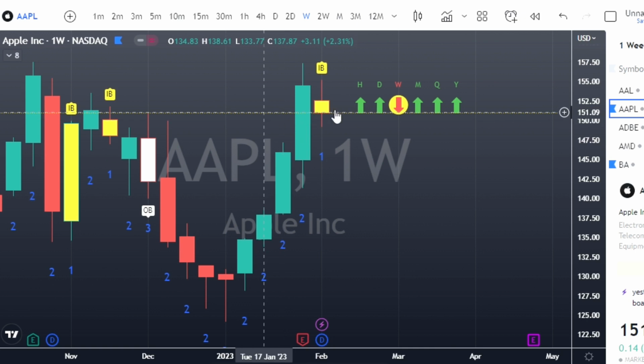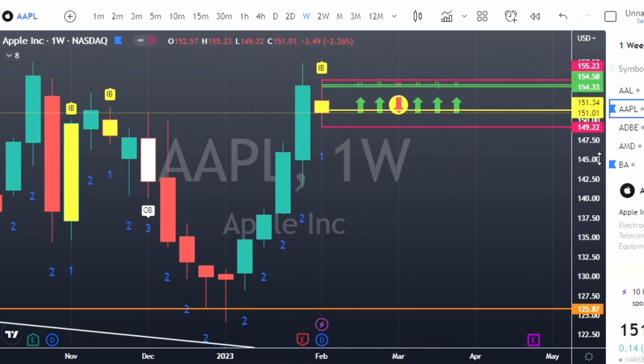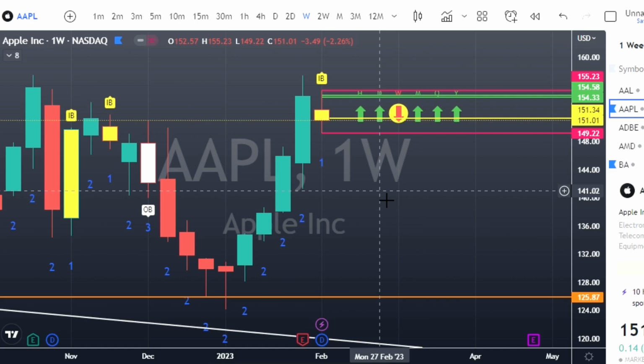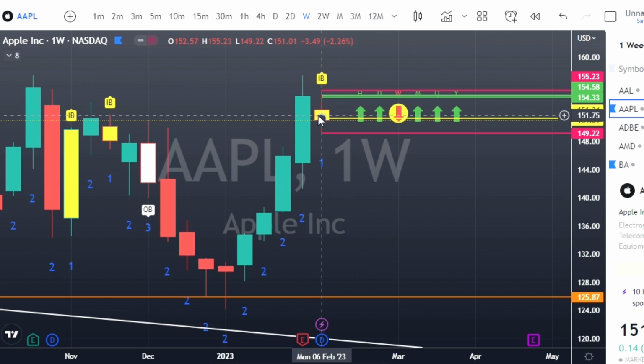Next up is Apple. Apple has the inside bar, and I always tell you guys, I love the inside bar, and if you're struggling with trading or you're new to trading, I always tell you to concentrate on the inside bar. OG Trades will tell you the same thing, the inside bars, because you can take the break to the high or the low, and they're really easy to spot.